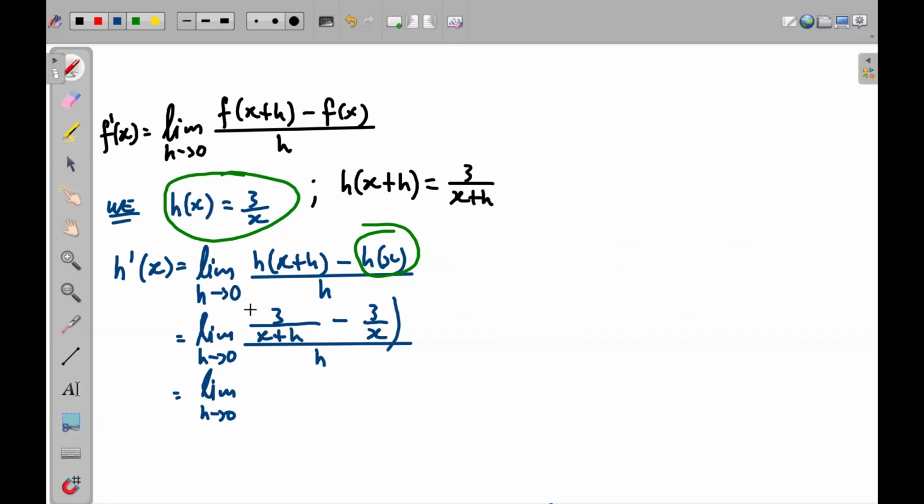First of all, I'm going to note my numerator. It is a situation of algebraic fractions. In my numerator, the LCD is actually x into x plus h. It's a product of those two denominators. Then I will multiply this numerator here, 3 by x, and then obviously this 3 here will be multiplied by x plus h.